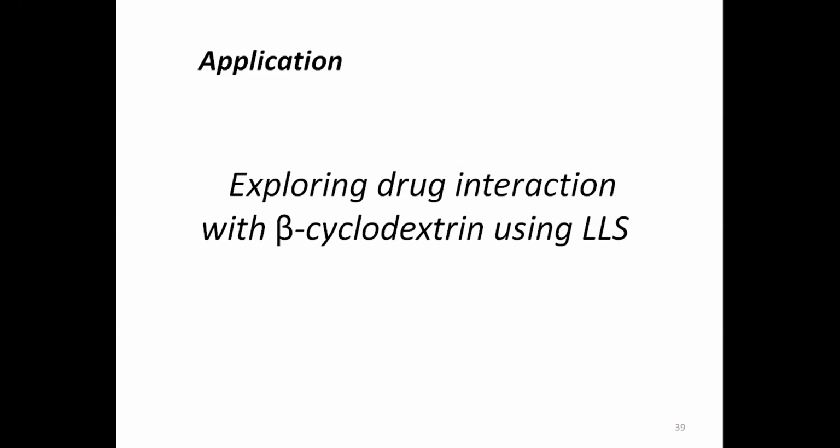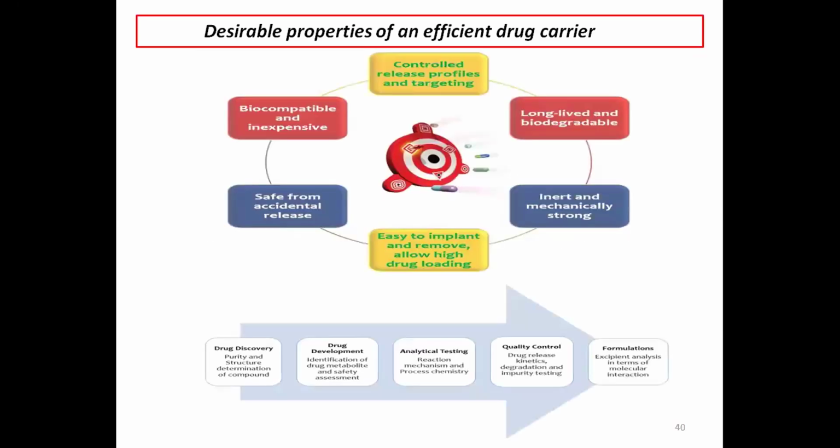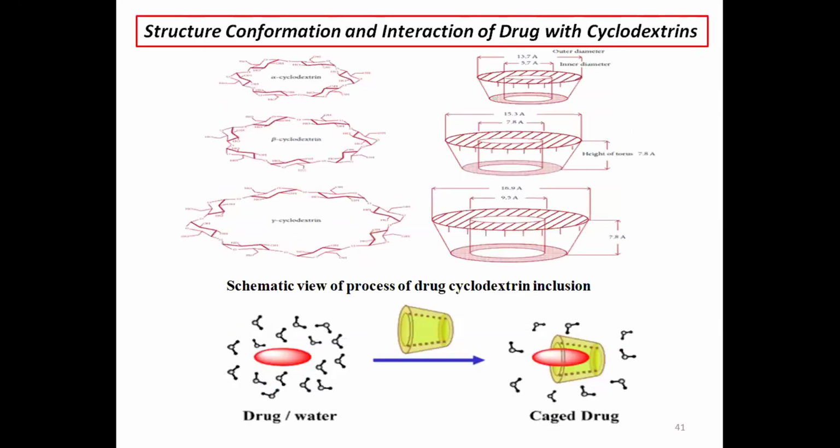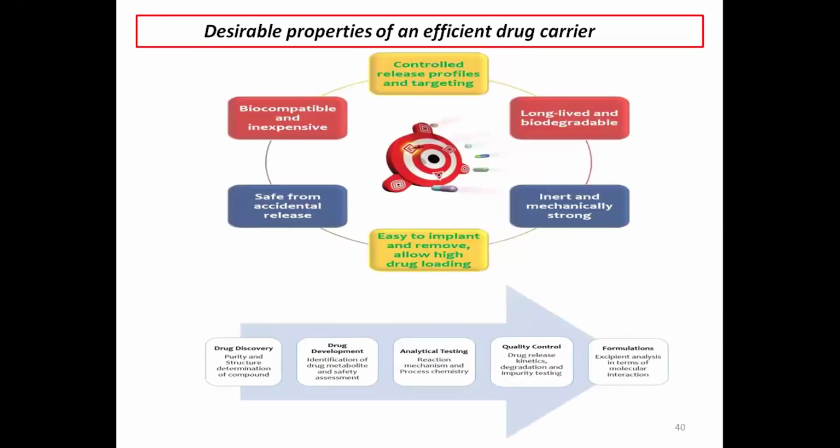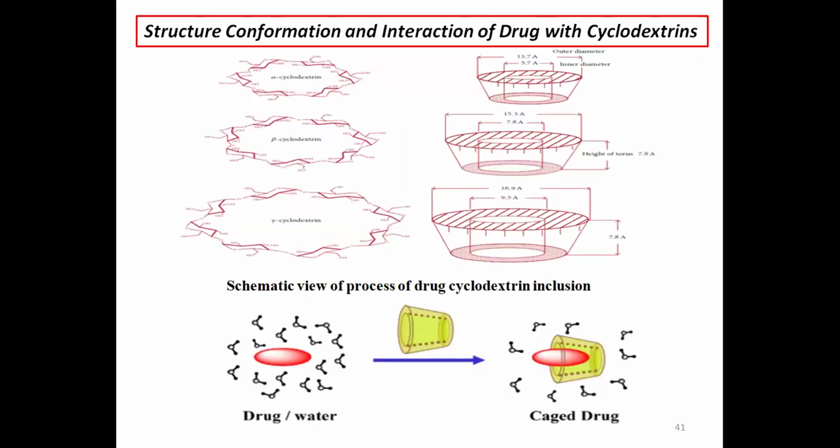So, measurement of the interaction between beta cyclodextrin and a drug with the help of long-lived state generation with the help of NMR. A good drug should have an appreciable amount of solubility. It should be safe, and there are other conditions which should be fulfilled. So beta cyclodextrin is used as a drug carrier. So what is happening? The drug and the drug carrier have water molecules encapsulating them, and when the drug enters inside the drug carrier, it forms a complex, an encased drug.